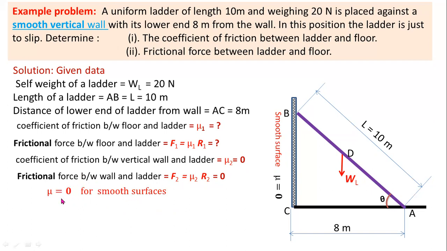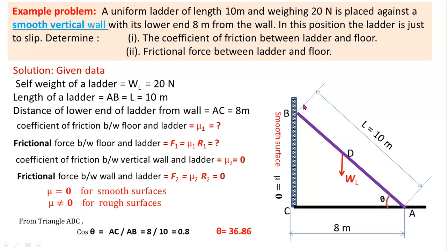For smooth surfaces mu equals 0. For rough surfaces mu is not equal to 0. The mu value always lies between 0 and 1. There are no units for coefficient of friction.